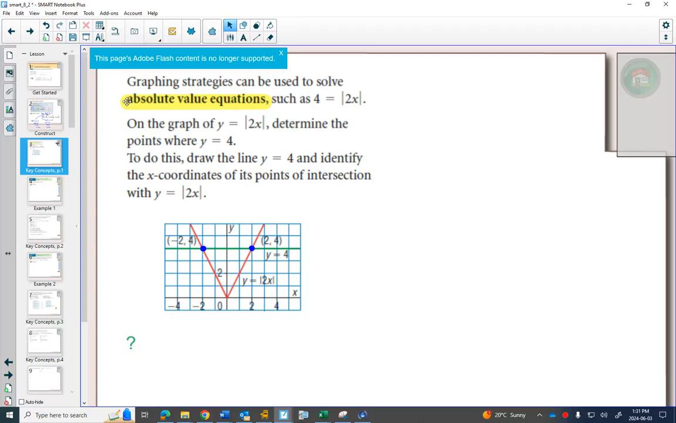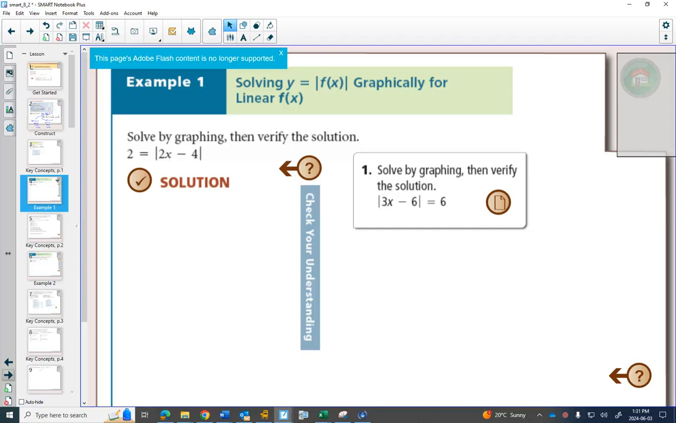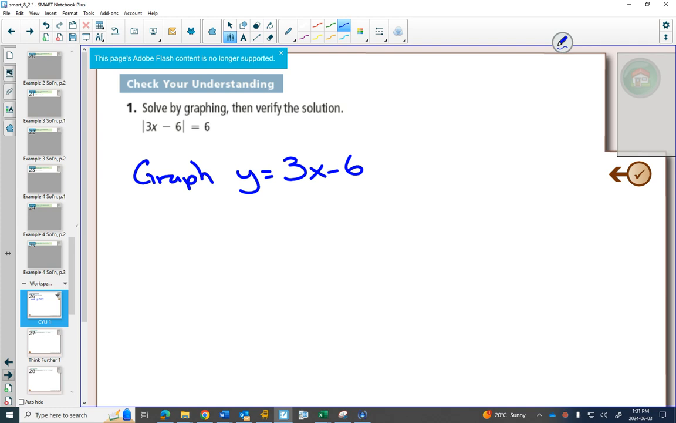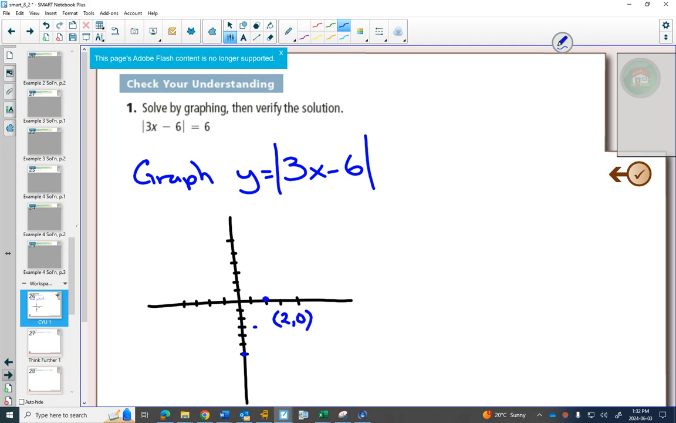So we'll go to example 1, right? Example 1 says solve by graph. So first, we're going to graph |3x − 6| with the absolute values. How did we do that? Well, we think about the inside, 3x − 6. That would normally have 1, 2, 3, 4, 5, 6, a y-intercept at −6. A slope of 3, up 3 over 1.